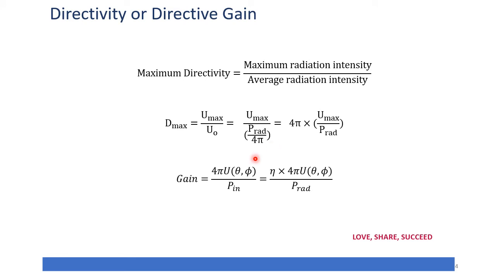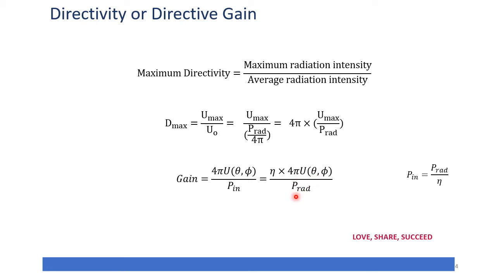Now, let's get back to the equation of gain. We already understood gain is equal to 4 pi times U by P in, where P in represents the total input power. If you remember the relationship between input power and radiated power, input power is equal to radiated power divided by eta. Eta means radiation efficiency, or we can say the total power radiated is equal to eta times input power. The value of eta can vary from 0 up to 1. It represents the efficiency, so it can take a maximum value of 1 or 100%. So substituting for P in, we get gain equal to eta times 4 pi U by P rad.